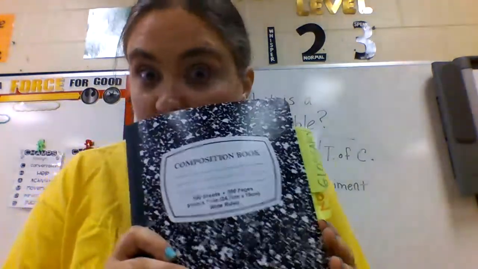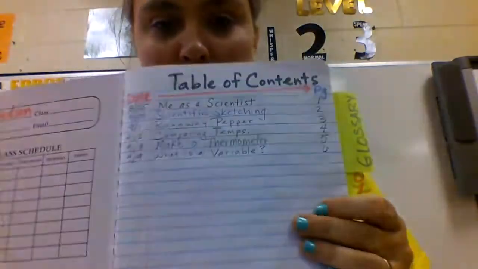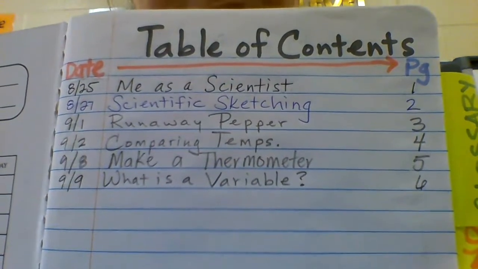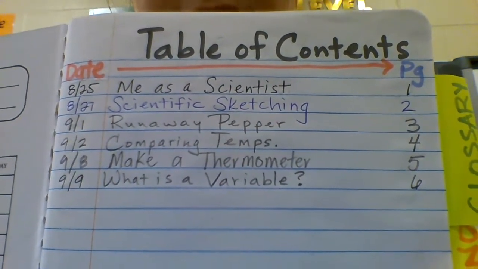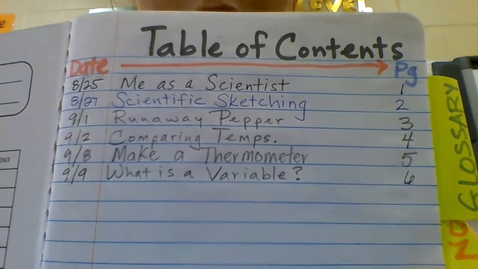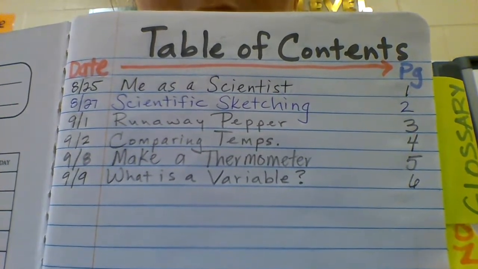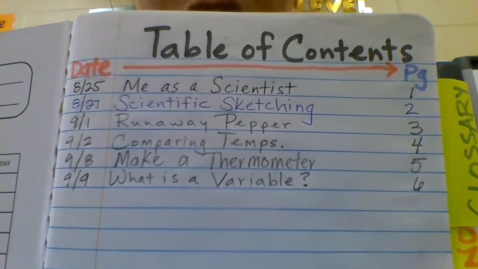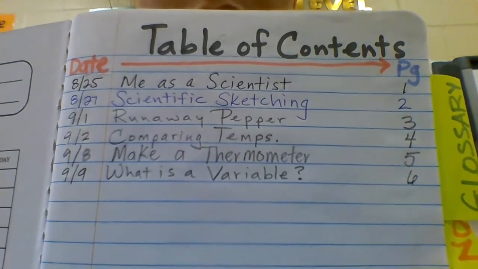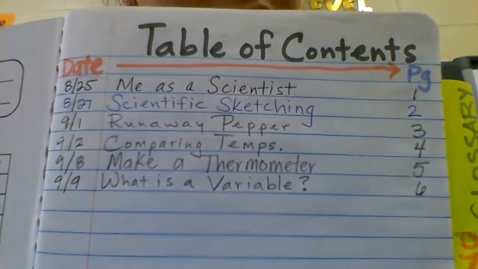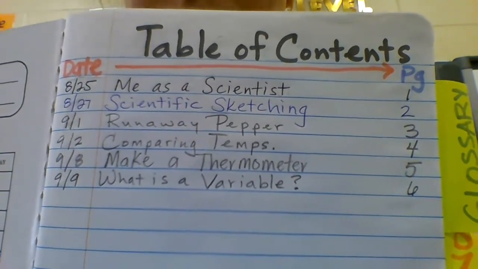So let's start with our table of contents page, which should be the very front page. And today's date is 9/9, and its title is What is a Variable? And we are located on page 6 so far of your journal. So just pause the video, take a minute, and update your table of contents, okay?